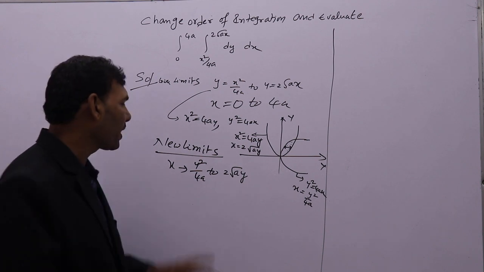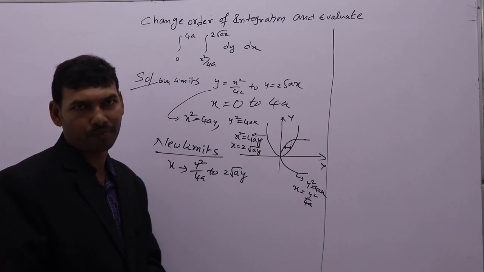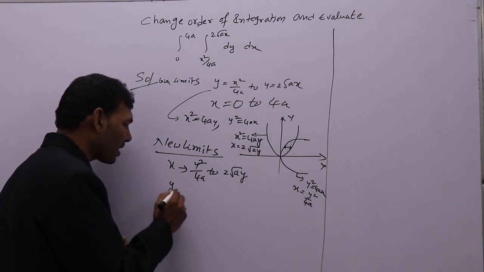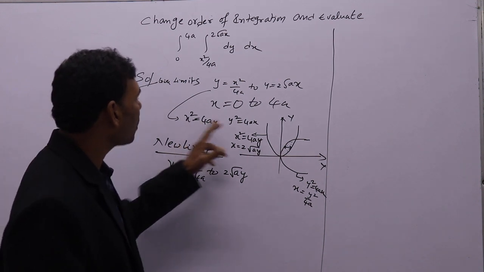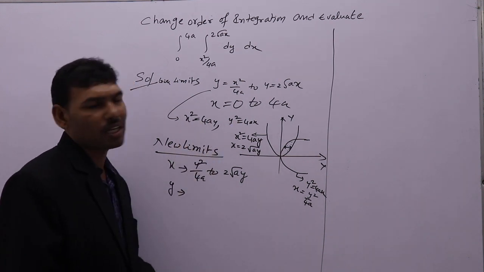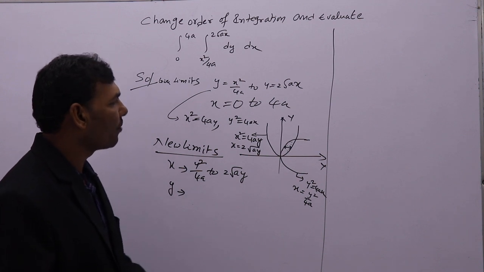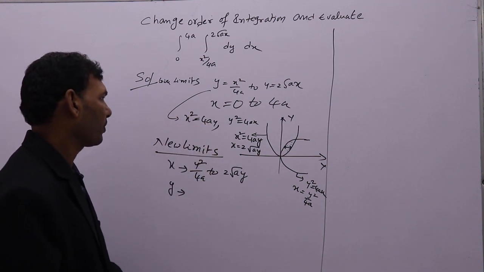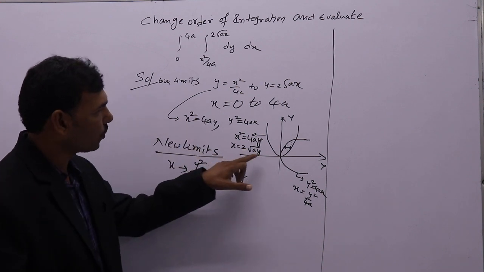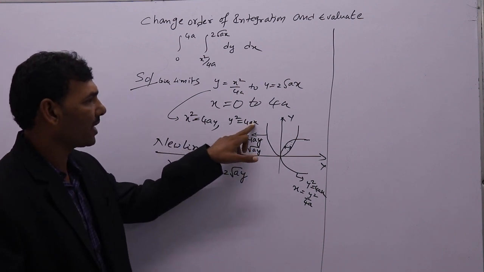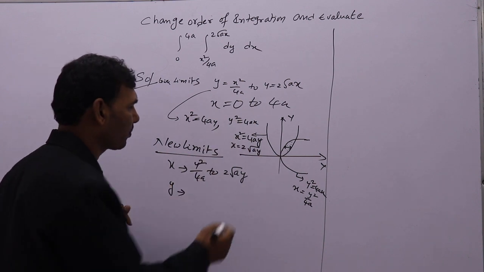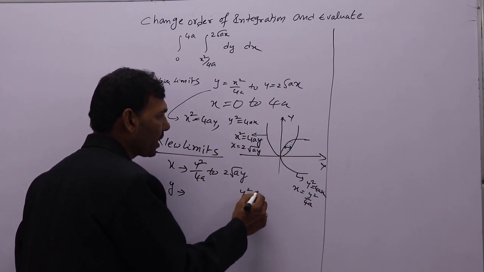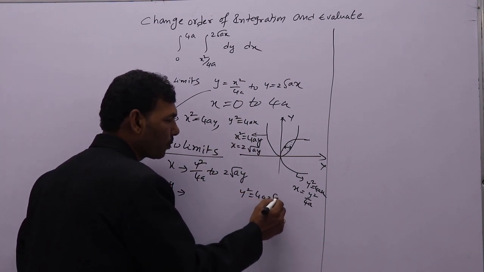Now the x limits are in terms of y. Then you have to get the y limits as constants. To get the y limits constant, you need to solve these two equations now. These two equations can be solved very easily like this. X square equal to 4ay. What is x? 2 root ay. If you write 2 root ay in the place of x, what will you get? Y square equal to 4a into 2 root ay.